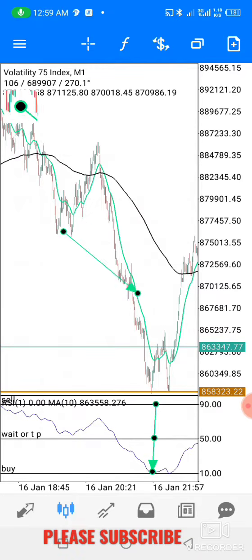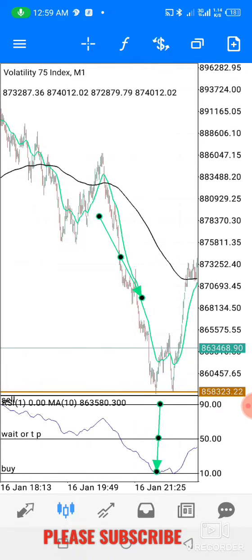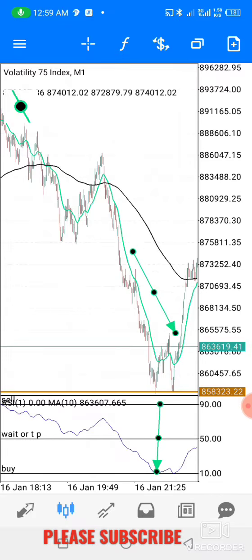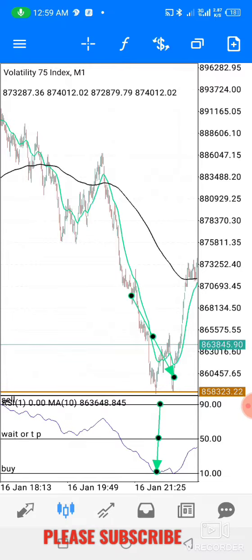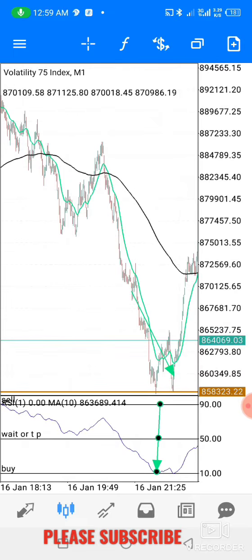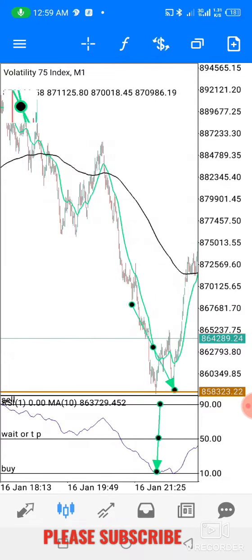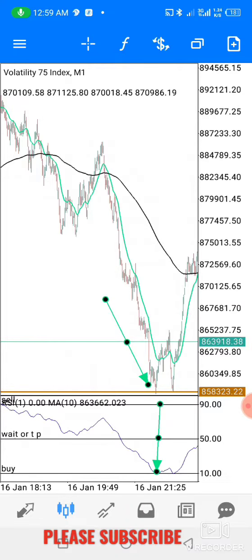So what you need to do is wait for confirmation, which is let the price reverse here and come back here. Once it comes back here, please enter. That is the property of V75. I have monitored it over years. It's working. It cannot break out on the second retest, but it can break out on the third retest. Whenever a resistance or support is reacted to more than twice, it will be broken.